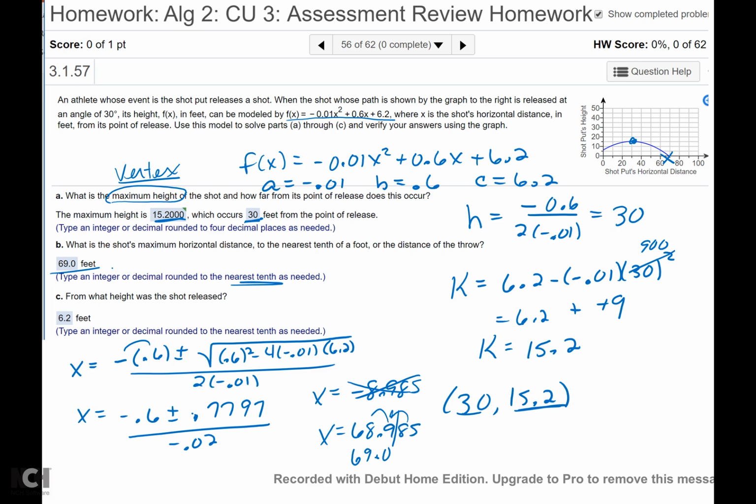Okay, and it says, from what height was the shot released? So you're looking for the y-intercept, which in a function where there's no parentheses is your c. So my y-intercept is 6.2.